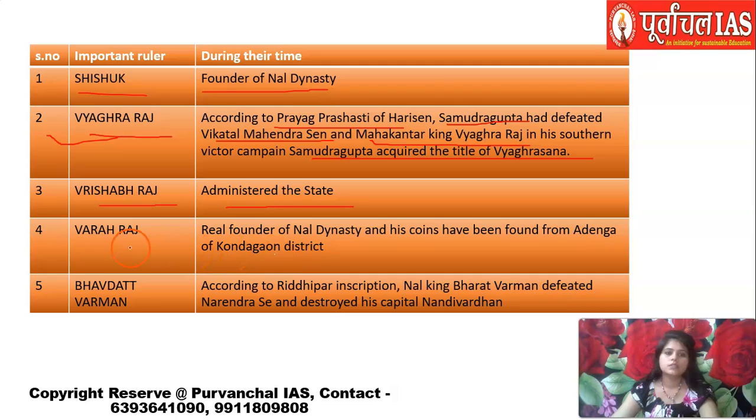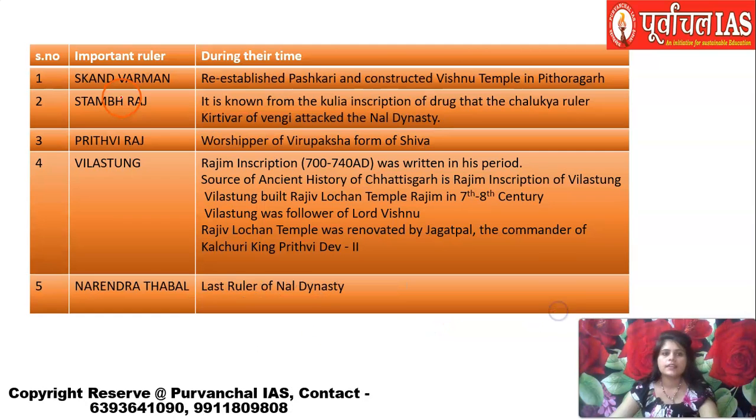Vrishabhraj came after Vyagraj and he administered the state. But the real founder, the one who actually extended this particular dynasty, is Varaharaj, and that is why he is considered the real founder of the Nal dynasty, and his 29 gold coins have been found from Adenga of Kondagaon, which shows the prosperity of this dynasty. Then there is Bhavdat Varman. I told you about him in my previous video also: he defeated Vakataka king Narendra Sen. It is written in the Riddhipur inscription that Nal king Bhavdat Varman defeated Narendra Sen and destroyed his capital Nandivardhan. Then came Skandavarman. He re-established Pushkari and constructed a Vishnu temple in Pithoragarh.